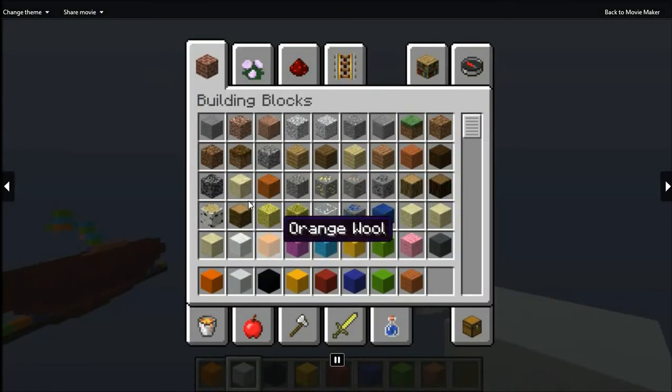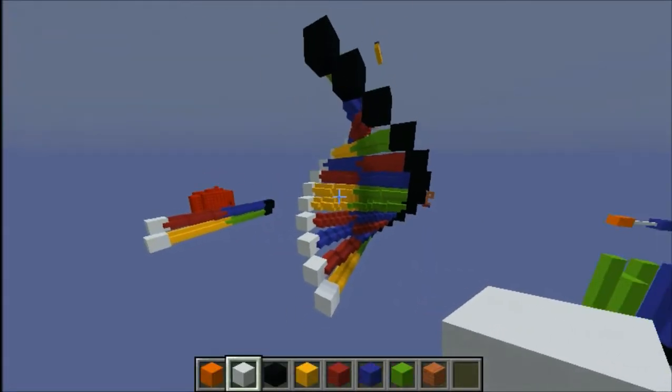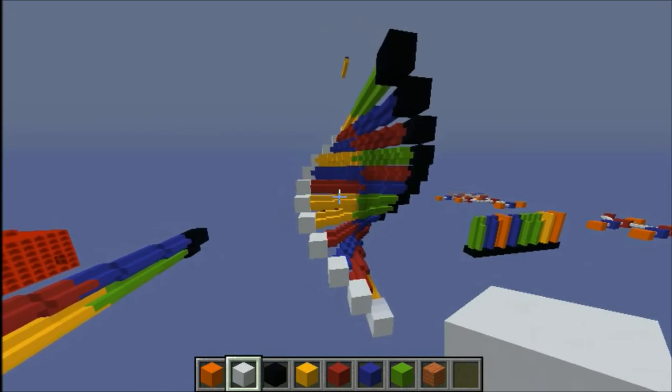Hello everybody and welcome to my protein synthesis science project. So the first thing we're going to be doing is talking about comparing and contrasting nucleotides.